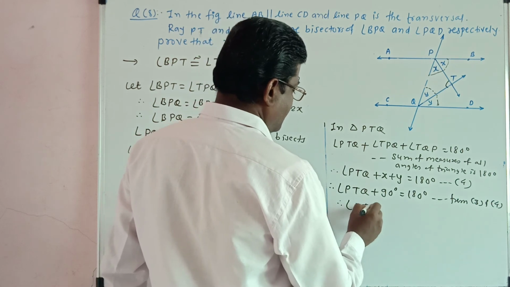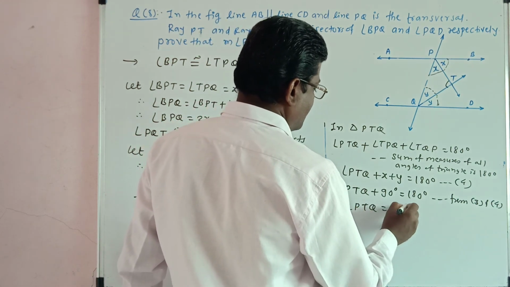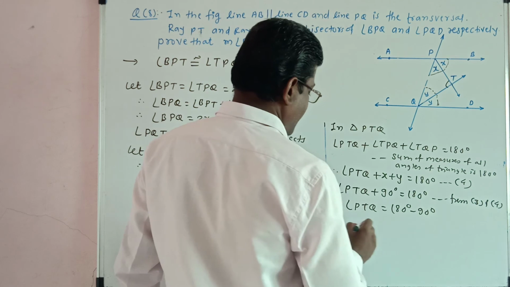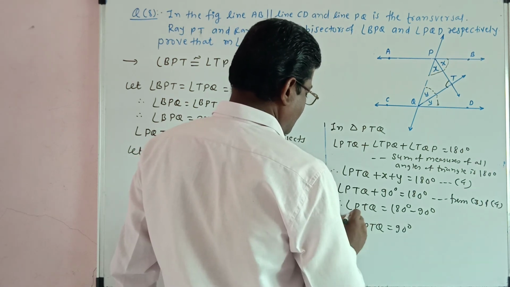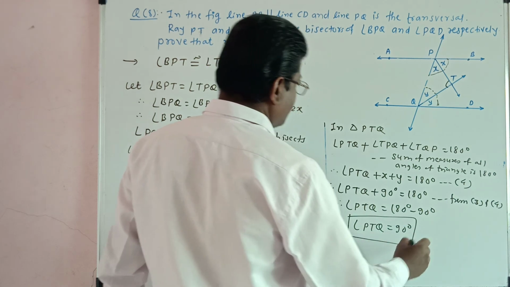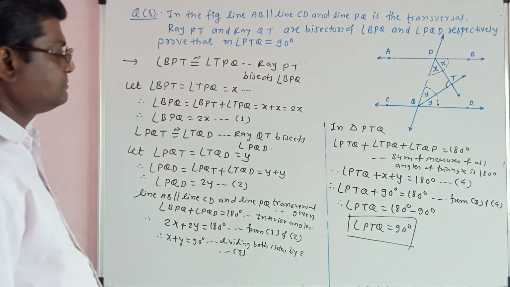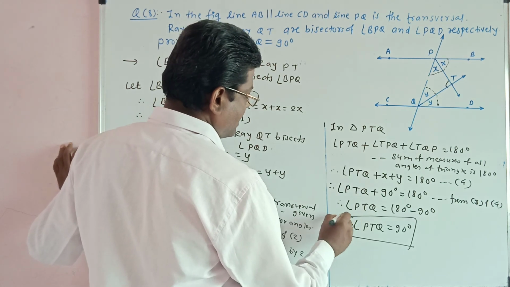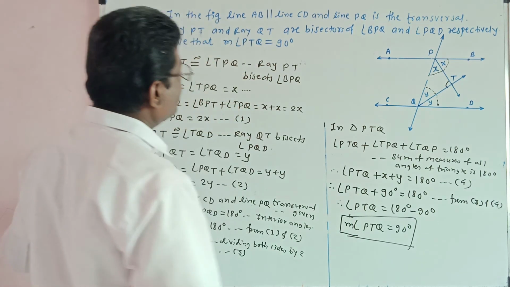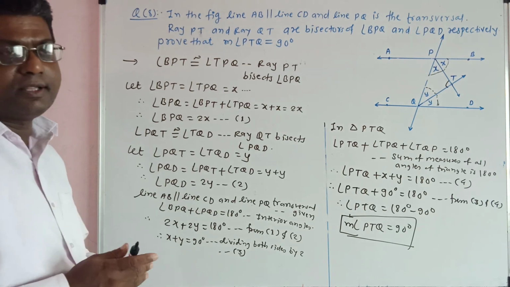Therefore, angle PTQ is equal to 180 degrees minus 90 degrees. So, angle PTQ is equal to 90 degrees, proved here. We write here: measure of angle PTQ is equal to 90 degrees.